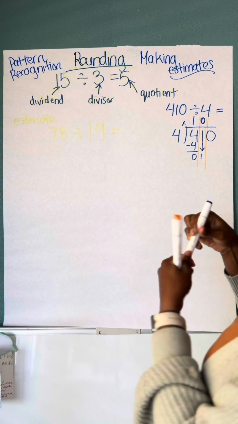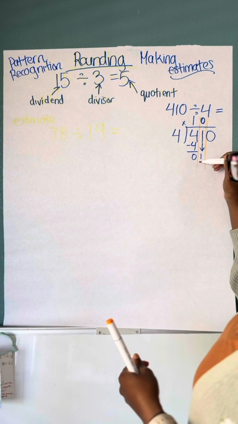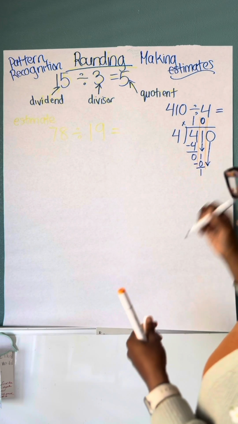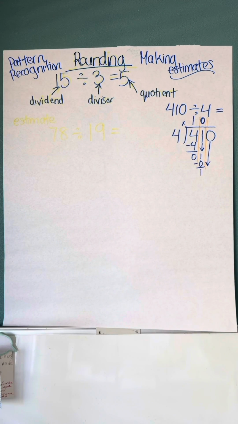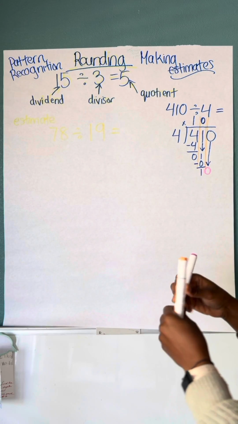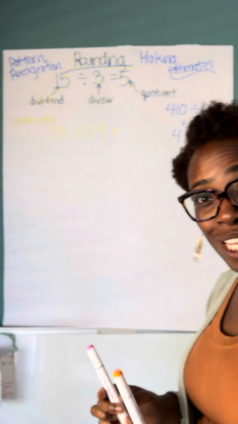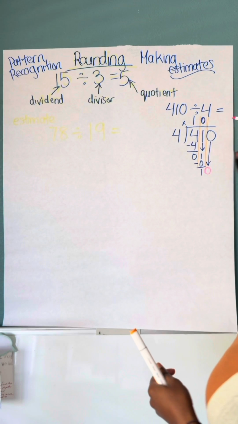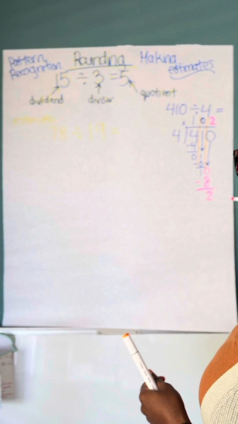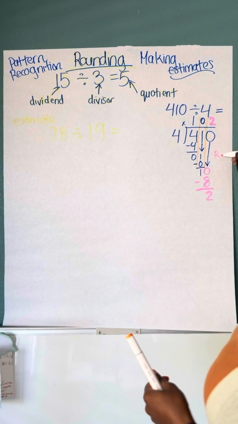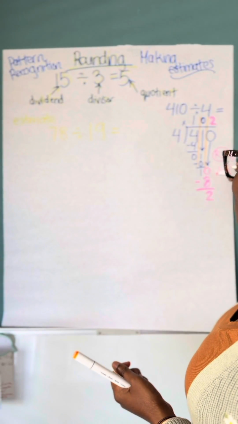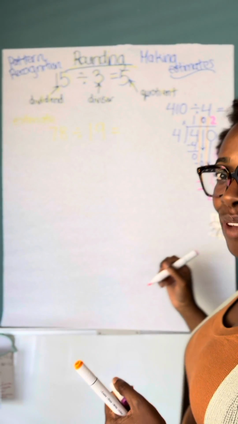Typically I like to write in a different color, but I'll just do 0 for now. That's 1. Then we bring down the 0, and that makes it 10. How many groups of 4 can be found in the number 10? 2. That's 8, and that leaves 2. So that's 102, remainder 2. And 5th graders and 6th graders will say 102.5.